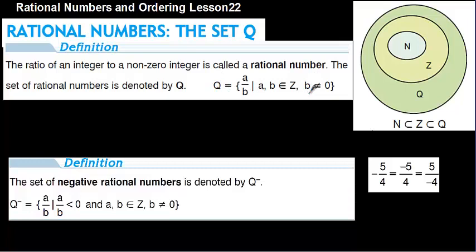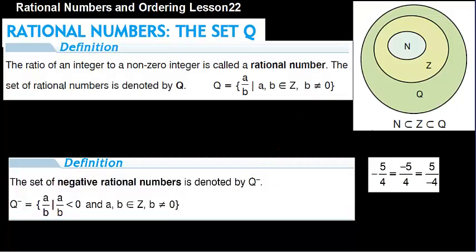Here the important part: b cannot be equal to 0, because when b is equal to 0, the rational number is undefined. And we have the negative ones. When the rational number is smaller than 0, it is a negative rational number. Q is the rational number set notation, and we show the negative rational numbers by Q minus.